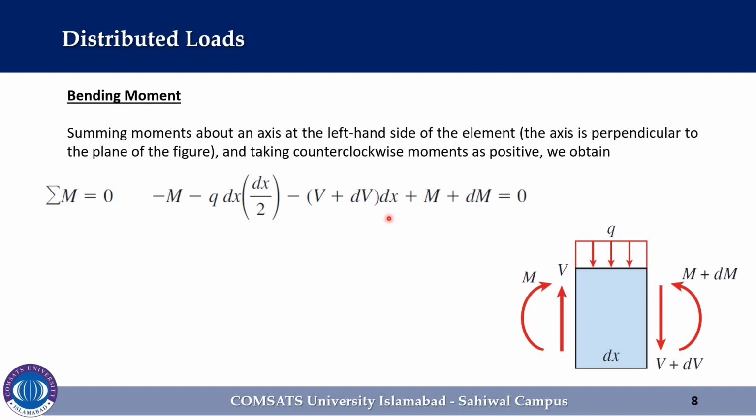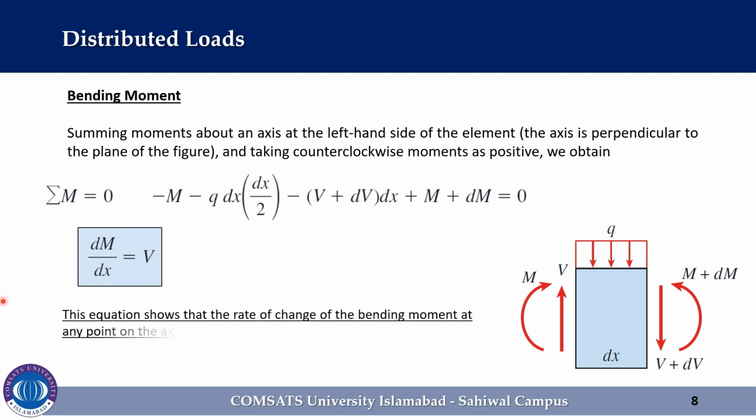As we already discussed, here V and M are the shear force and bending moment respectively. In the same way, dx is the distance between the 2 points of the beam, and dM and dV are the increments in bending moment and shear force respectively. Disregarding products of differentials because they are negligible compared to the other terms, we obtain the relationship dM over dx is equal to V. This equation shows that the rate of change of the bending moment at any point on the axis of a beam is equal to the shear force at that same point.